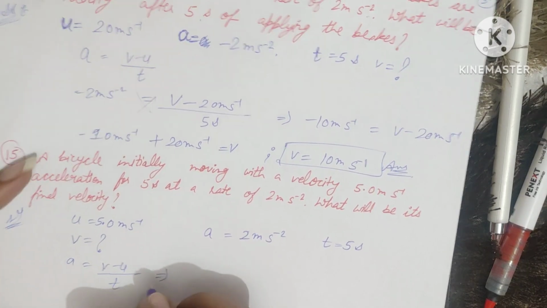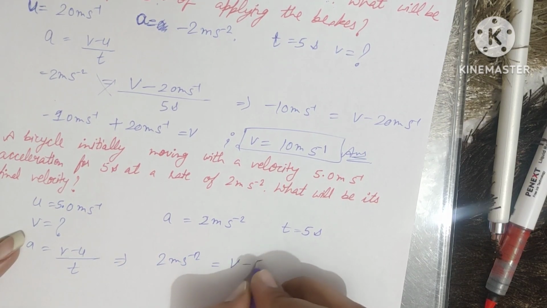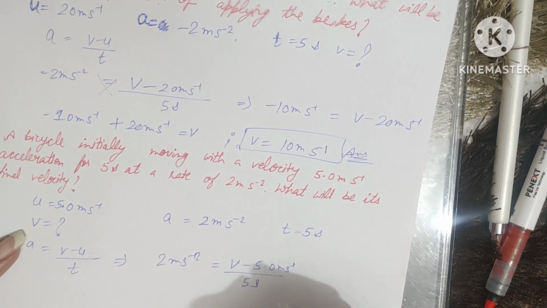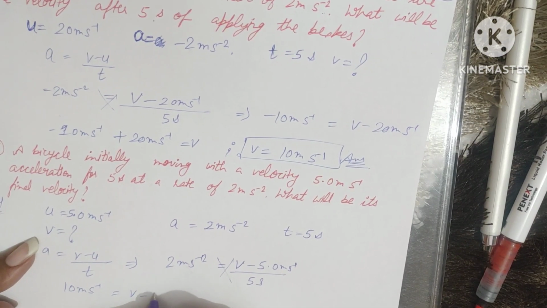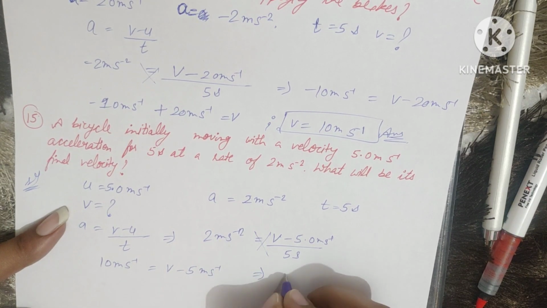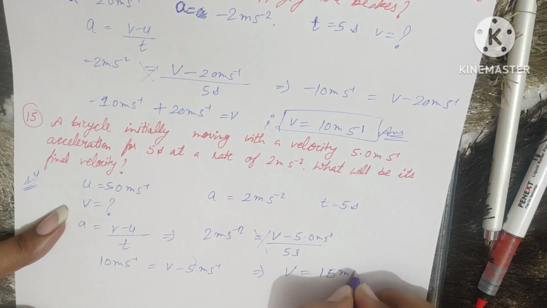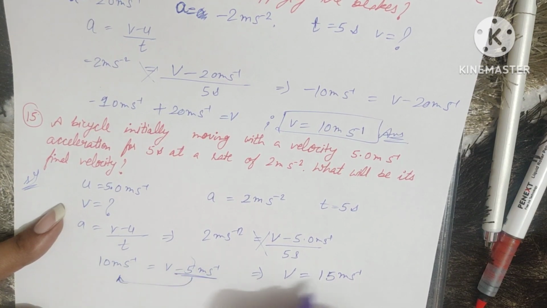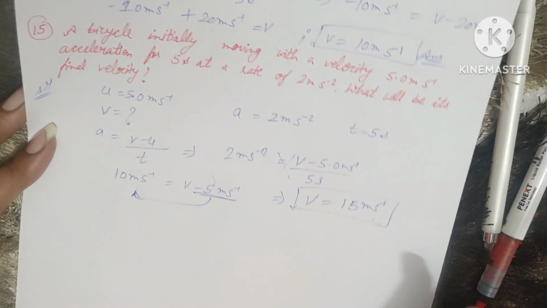Again the same relation we will use: 2 meter per second square is equal to (v minus u) divided by 5 seconds, that is 10 meter per second is equal to v minus 5 meter per second, which further equals, this will go in the plus form there, it will give us the answer 15 meter per second, because this 5, when we move it to the other side, it will become plus 5. 10 plus 5 is 15 meter per second, the answer for the final velocity.